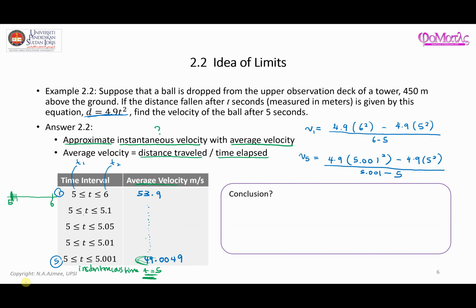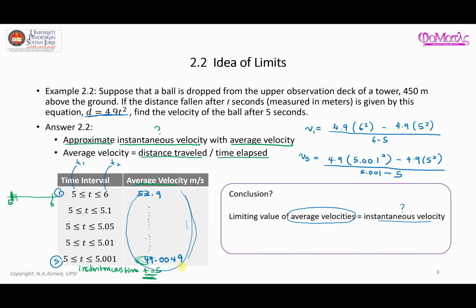Right, so as a conclusion, what we can say is that the limiting value of average velocities will be equal to the instantaneous velocity, which you are looking for. So this is what you want to find. And what you have done so far is you calculate the average velocity. So average velocities is given here. So this is what you have done.